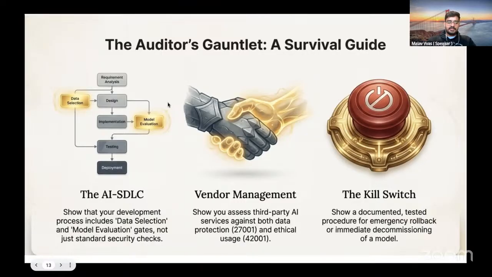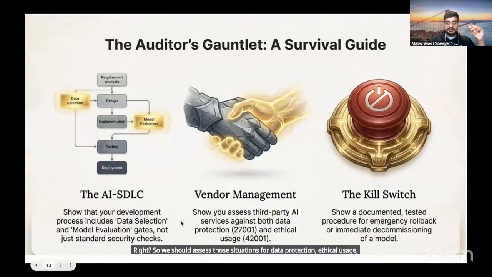In some cases, such as third-party models, let's say you're auditing a hospital and they are using a third-party company and their AI models and AI services to classify tumors. As auditors, we should assess third-party AI services too. Whatever is being used should be audited, doesn't matter who created it, right? So we should assess those situations for data protection, ethical usage, transparency, everything.